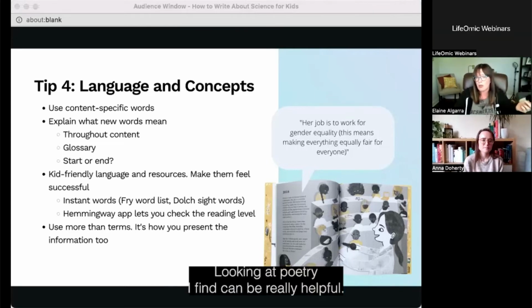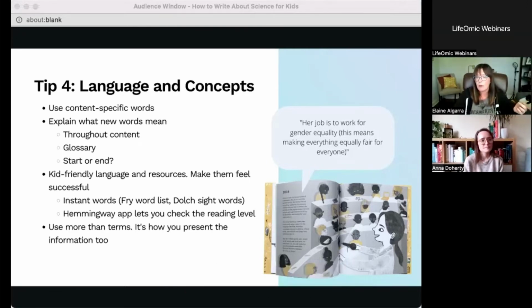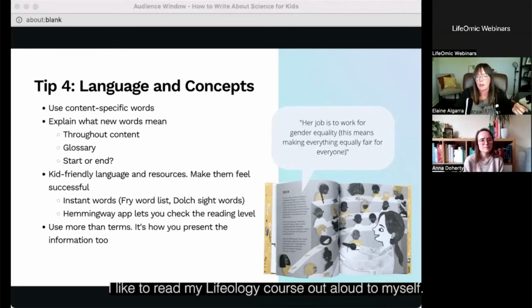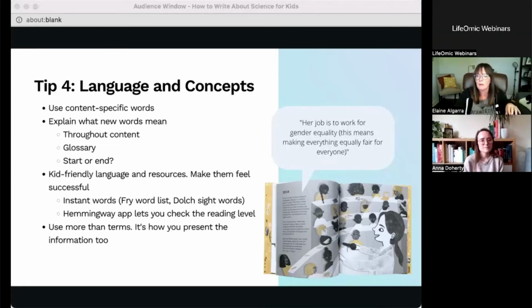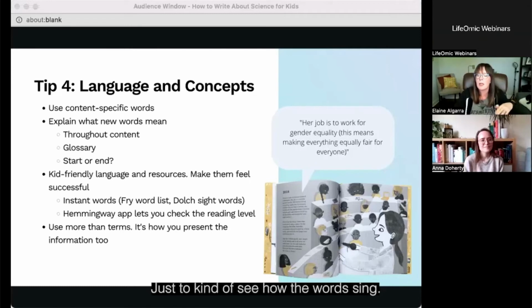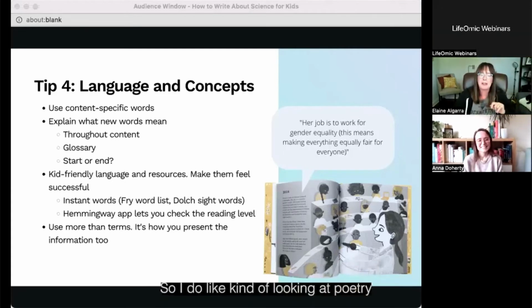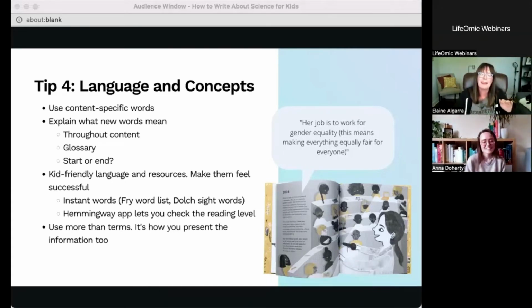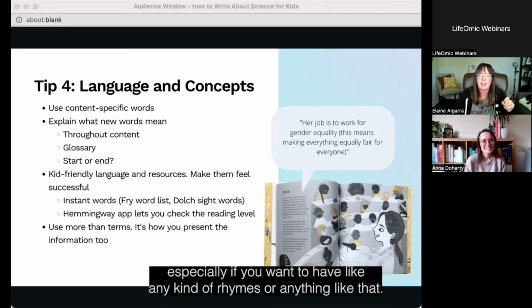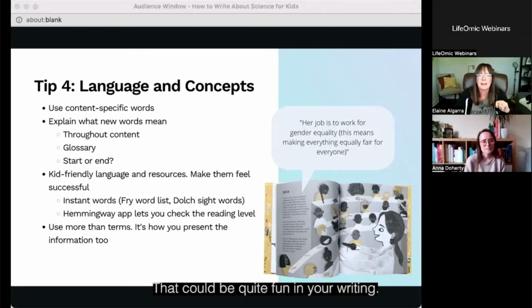Looking at poetry, I find can be really helpful. And when I'm writing a Lifeology course, I like to read my Lifeology course out aloud to myself, just to see how the words sing when you speak them. That's just one of the things that I like to do. So I do like looking at poetry, especially if you want to have any kind of rhymes or anything like that. That could be quite fun in your writing.